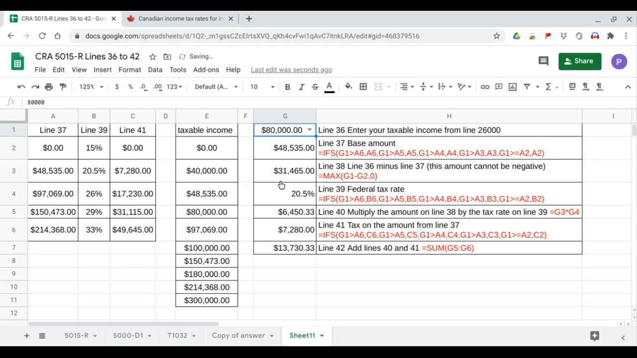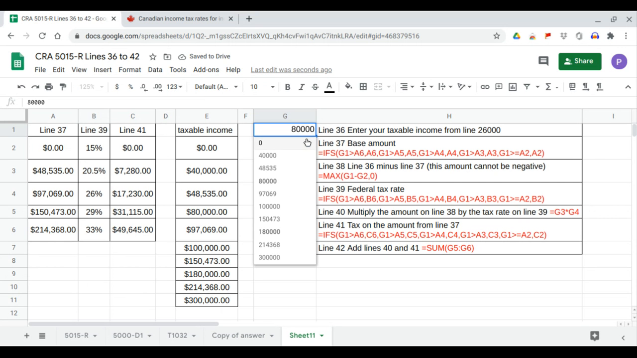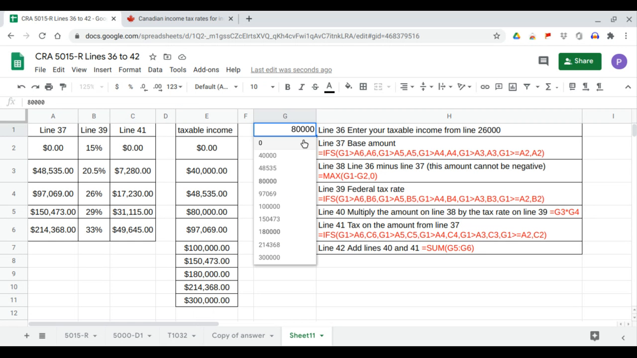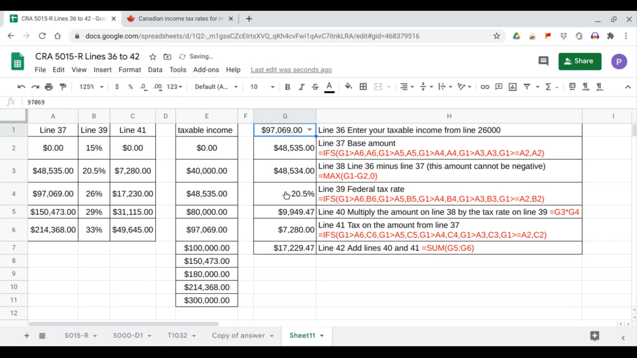If our income is 50,000 or 80,000, 80,000 is between this range. Therefore, the base will be 48,535, and the line 39 federal tax rate will be 20.5%, and the tax on the amount is 7,280. If it is 97,000, which is this amount, it's still within this range. So the base amount is 48,535. The federal tax rate is still 20.5%, and the base amount is 7,280.